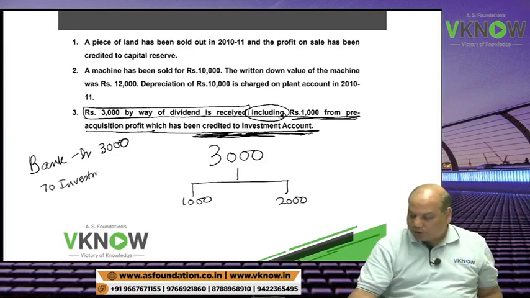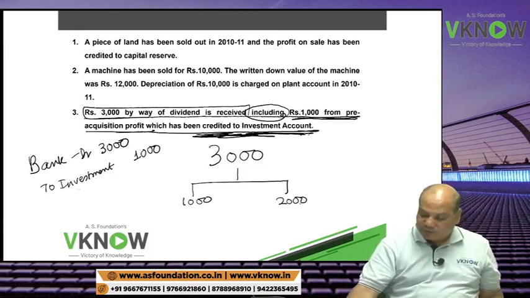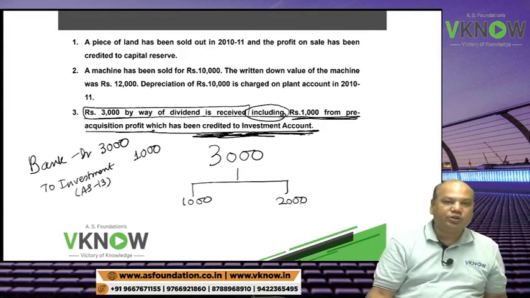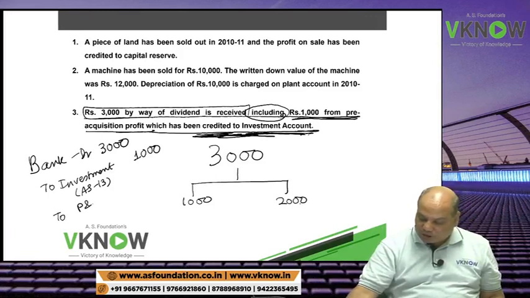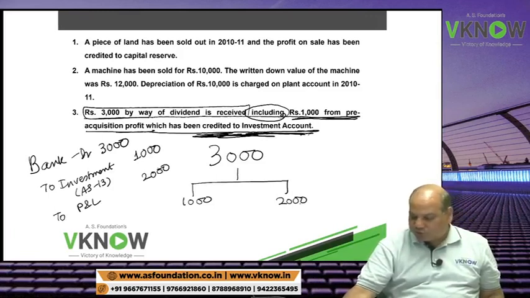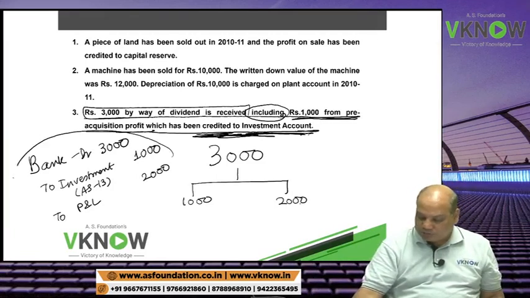Dividend out of pre-acquisition profit was 1,000. AS 13 is applicable here. Refer AS 13, we have solved 2 or 3 questions also. Investment accounting: dividend received out of pre-acquisition profit should be credited to investment account, which they have done, and 2,000 to P&L account.